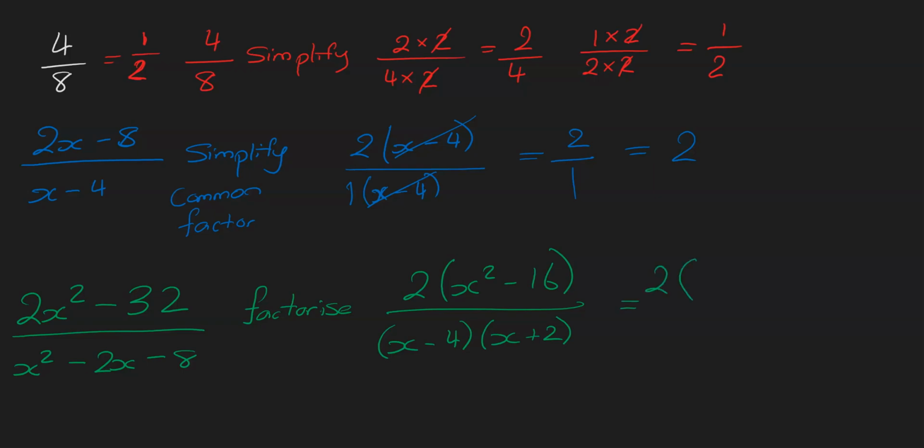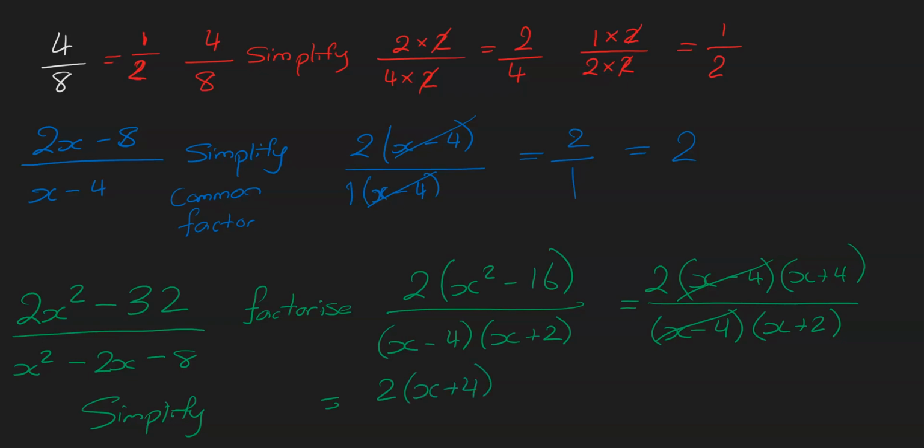And we can take it further and factorize x squared minus 16 over there. So we get 2 outside. And that becomes minus 4 and plus 4 because we don't have a middle term. We get x minus 4. And again, we can see that there's an x minus 4 on top and x minus 4 down the bottom. And therefore, our simplified solution is 2x plus 4 over x plus 2. And that is our solution.